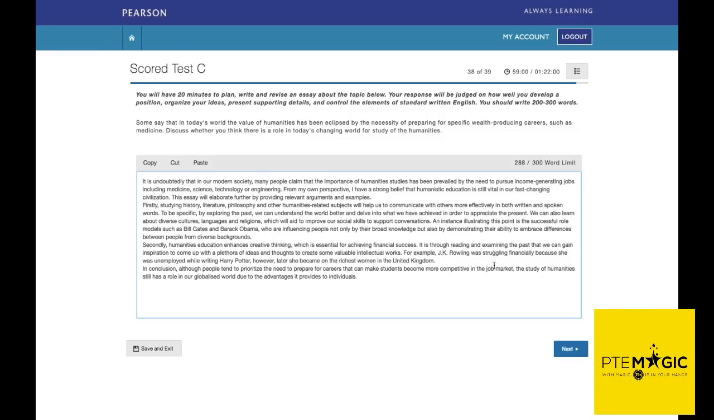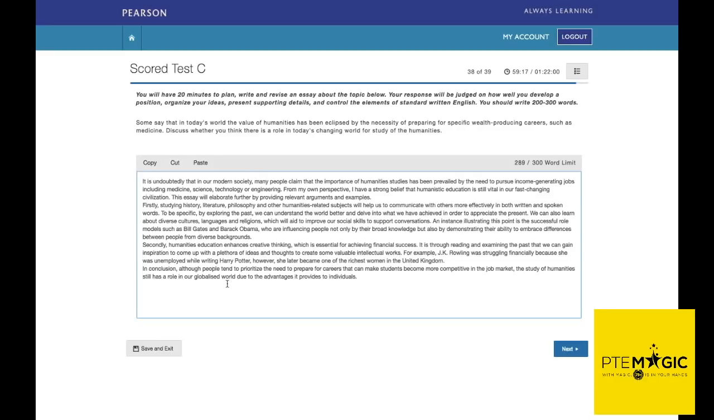Capital letter. Rowling was struggling financially because she was unemployed while writing Harry Potter. However, she later became one of the richest women in the United Kingdom.